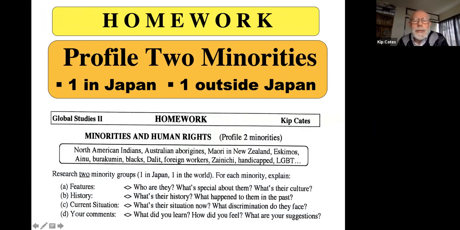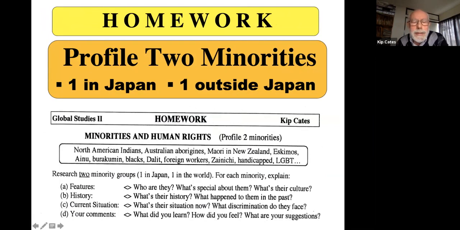And again, this is my homework. The homework to profile 2 minorities, research homework, go off and profile 1 minority in Japan and 1 minority outside Japan. Local and global, Japan, the rest of the world, is a nice balance. For Japan, students choose maybe Burakumin or Ainu, maybe LGBT in Japan. Overseas, it might be Maori in New Zealand or Australian Aborigines, Blacks in the USA, etc. So this is a very special chance to look at minorities, 1 in Japan, 1 outside, and students usually do a good job doing these.